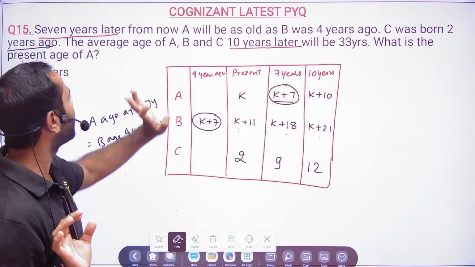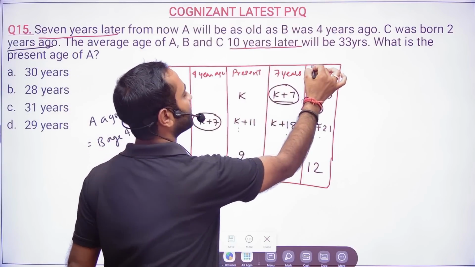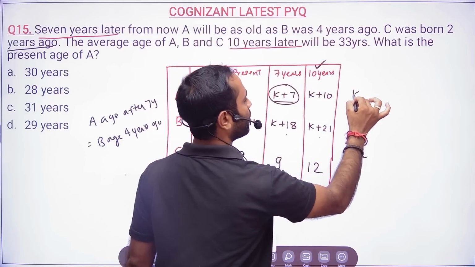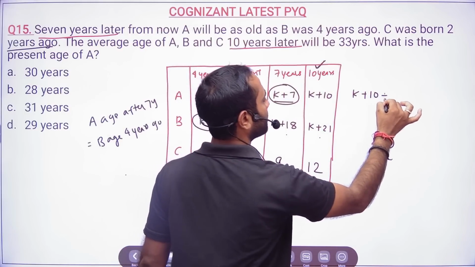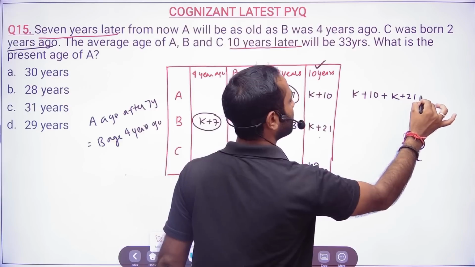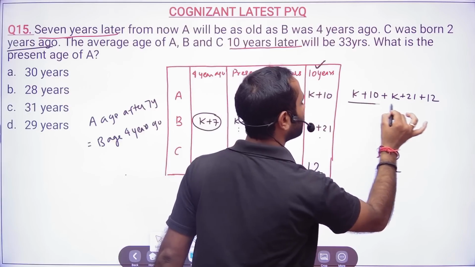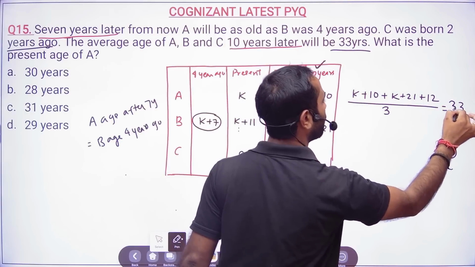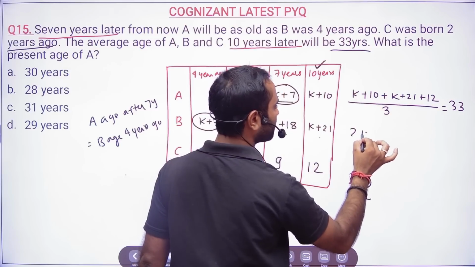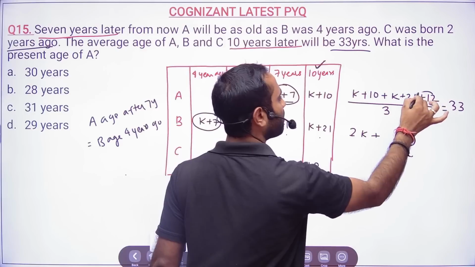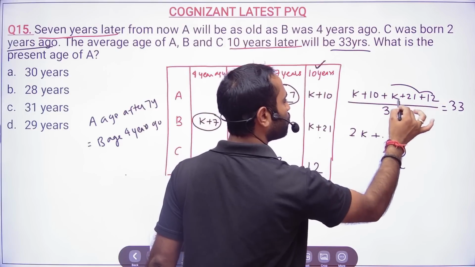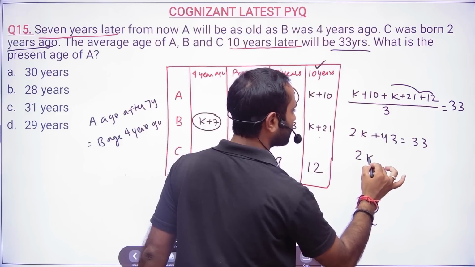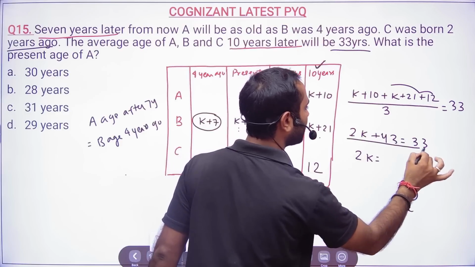Now, the average age of ABC 10 years later is this. So A is nothing but K plus 10, B is nothing but K plus 21, C is nothing but 12. Average will be total divided by number, and average given here is 33 years old. Now 2K plus 10 plus 21 plus 12 divided by 3 is equal to 33.